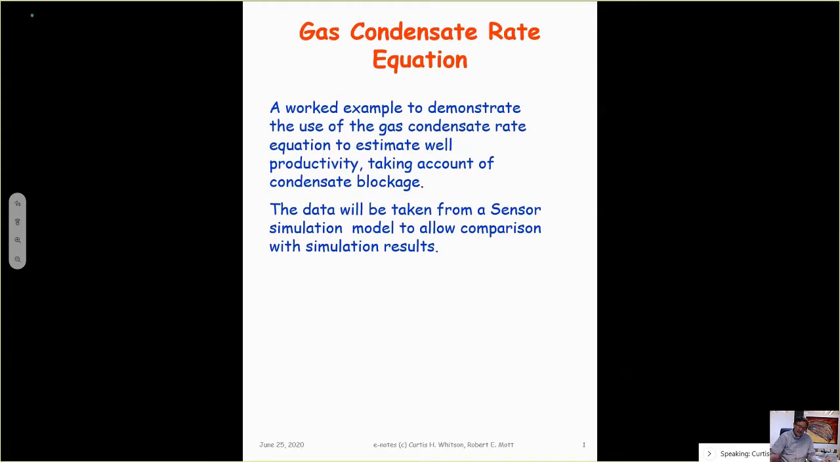So this is a worked example to demonstrate the use of the gas condensate rate equation to estimate well productivity, taking into account condensate blockage. The data is taken from a sensor simulation model to allow comparison with simulation results.